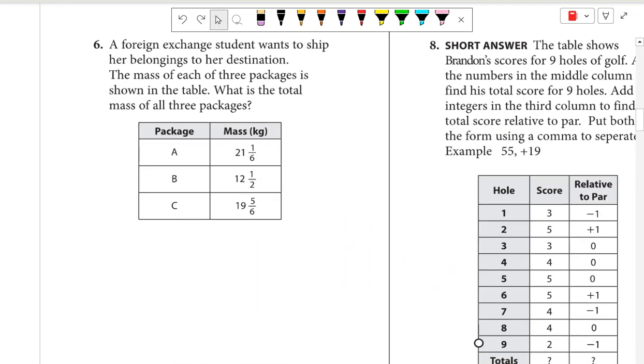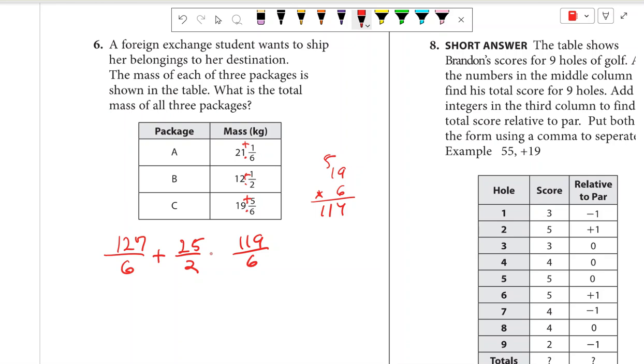So let's set up an expression. We're going to do 21 and 1/6, but I know I need to change this into an improper fraction. So I would go 6 times 21, which gives me 126, plus the 1, which is 127 over 6. Plus the 12 and 1/2 as an improper fraction: 24 plus the 1 is 25 halves. And then the bottom one, which I cannot do in my head, so I'm going to go 19 times 6, which is 114, plus the 5, so that's 119 sixths.